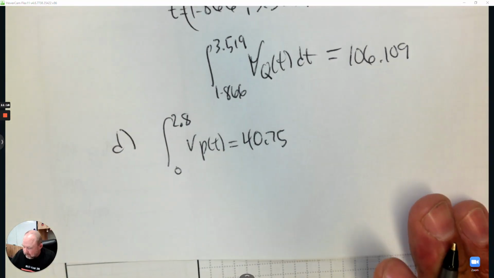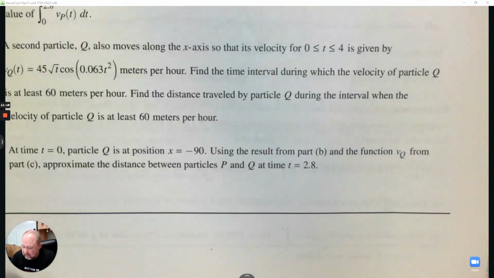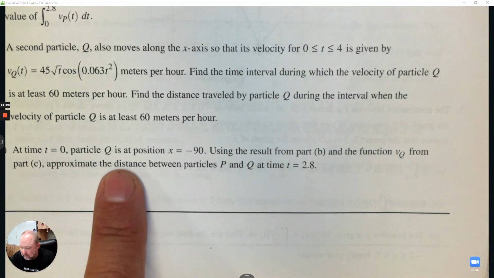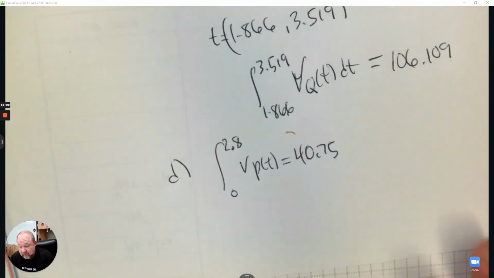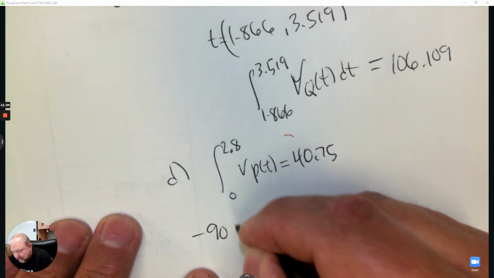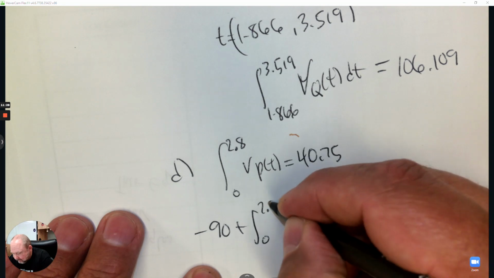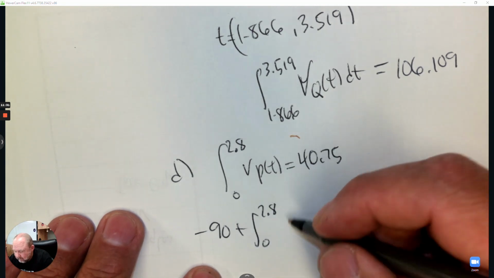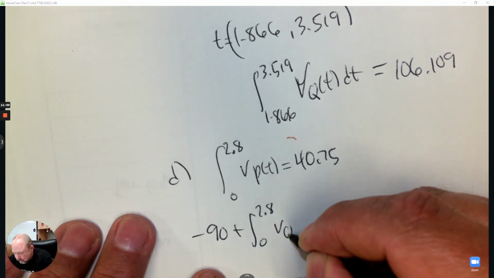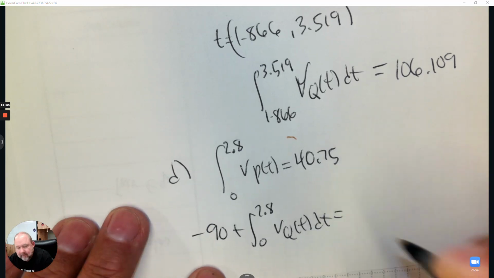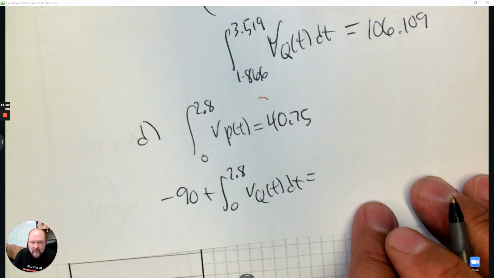And then for the second one, the starting value it gives you, so at time t equals 0, it's at position negative 90. So we start at negative 90, and then we're going from 0 to 2.8. We're using that velocity for Q, and then we're going to get an answer, and then subtract the 2.